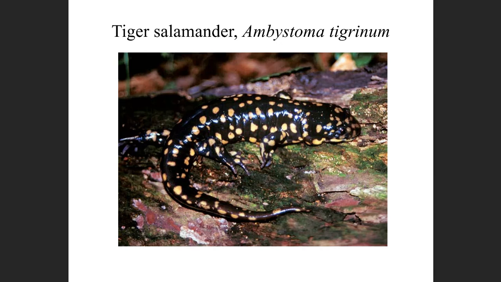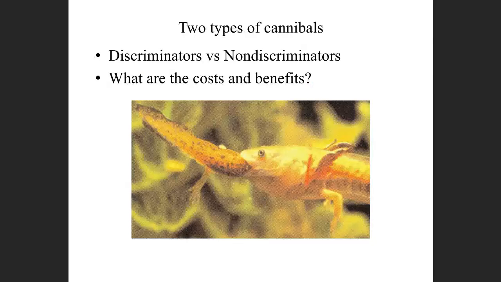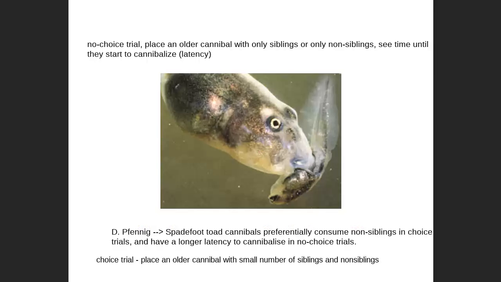In tiger salamanders, this is the larval form. There are discriminators and non-discriminators, so there seems to be variation in this population. Some act like the spadefoot toads. Sure, although if I write it down, it's saved in the recording. But sure, here's the text. Spadefoot toads are basically almost always discriminators. In tiger salamanders, some are discriminators like the spadefoot toads, but some of them will cannibalize indiscriminately. They will eat both relatives and non-relatives.